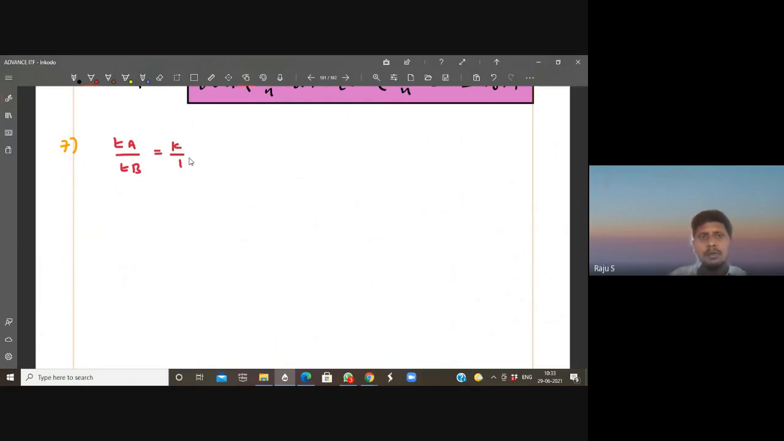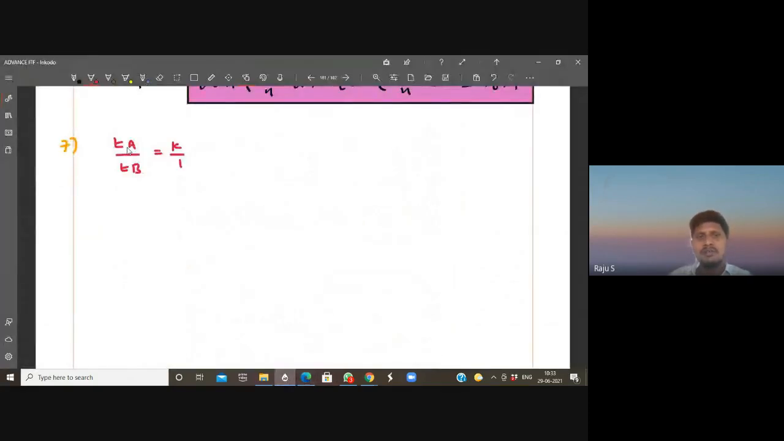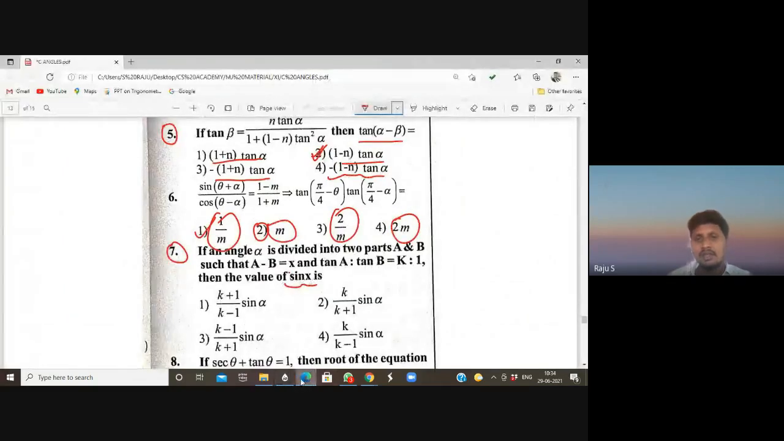Students, componendo dividendo, because according to the options here, k plus 1, k minus 1, k by k plus 1, even k minus 1. How will you get k plus 1 and k minus 1? With the help of componendo dividendo. So I am going to apply componendo dividendo: tan A plus tan B by tan A minus tan B is equal to k plus 1 by k minus 1. Now why don't you write tan in terms of sin, because in the question we need to find the sin x value, sin x alone.